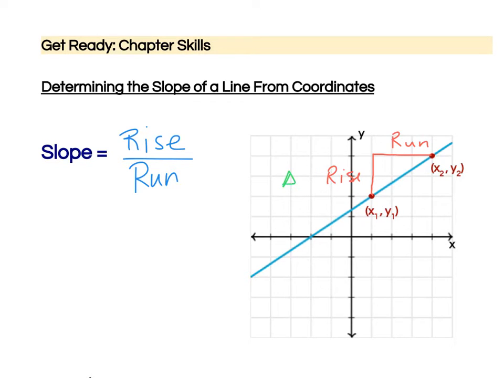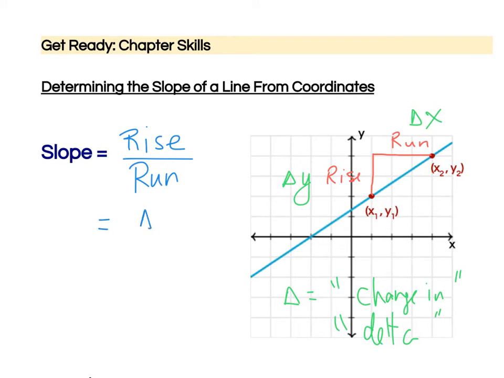So for that reason, an alternate way to think about slope is to think about our rise as our change in, and that triangle means change in, y, as it relates to our change in x, right? And sometimes we use the term delta to describe that. So you may see me call it delta y or delta x, right? So we can write that out. So change in y over change in x.